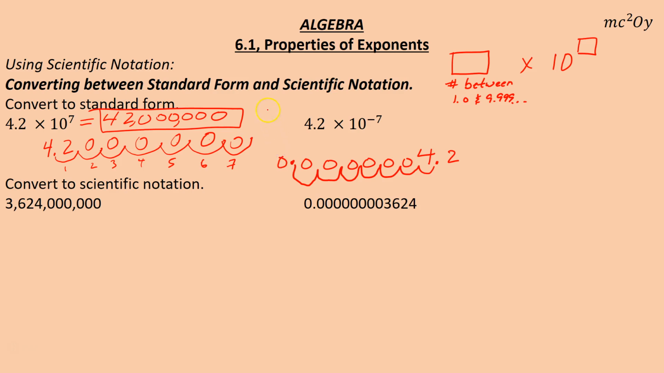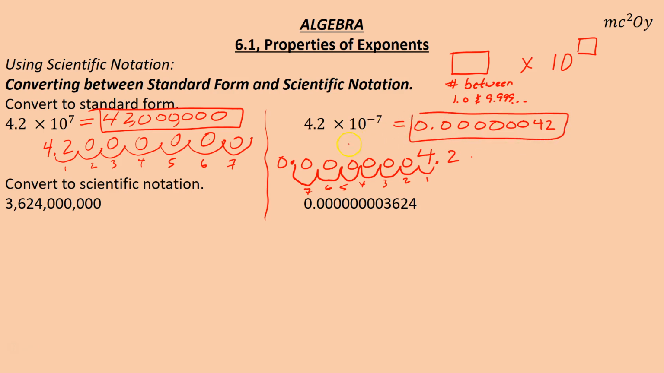And I always put a leading 0 there. Okay? So really, if I write that out, it would be 0.000000 and then 4, 2. So notice I moved it 7 times: 1, 2, 3, 4, 5, 6, and 7. Don't start thinking, well, if it's a negative exponent, I move it to the left, and if it's a positive exponent, I move it to the right. That'll confuse you. And I'll show you why here in a minute.